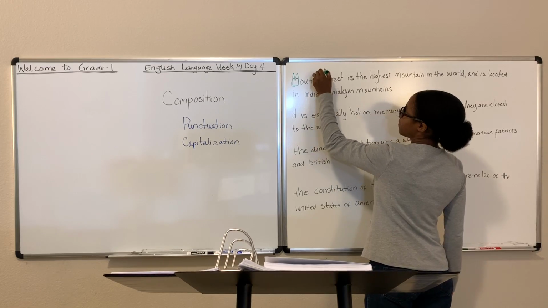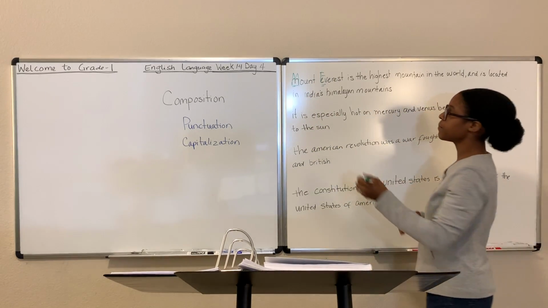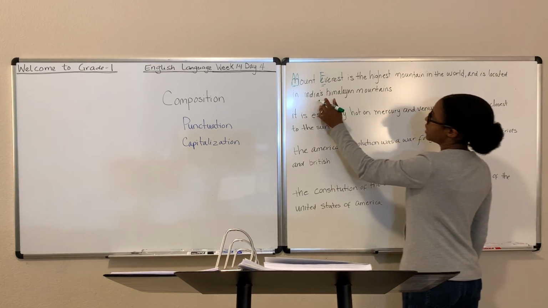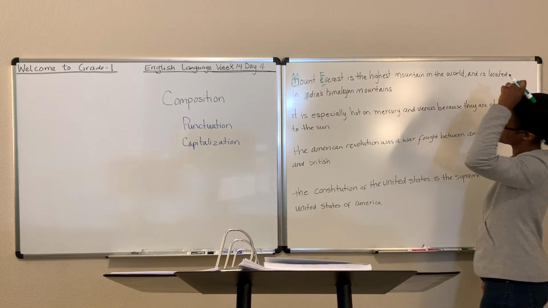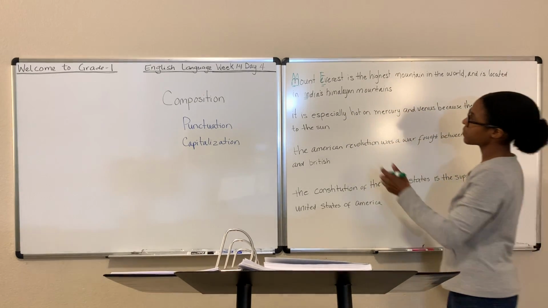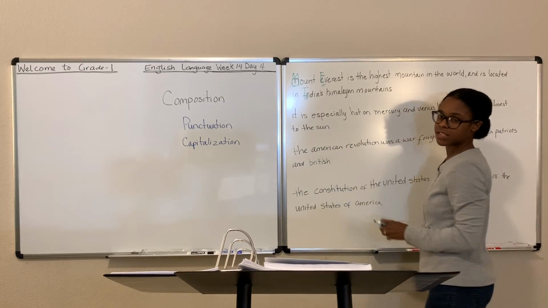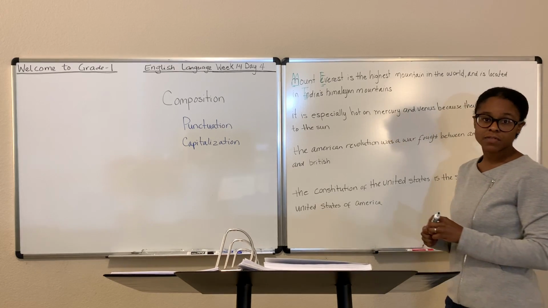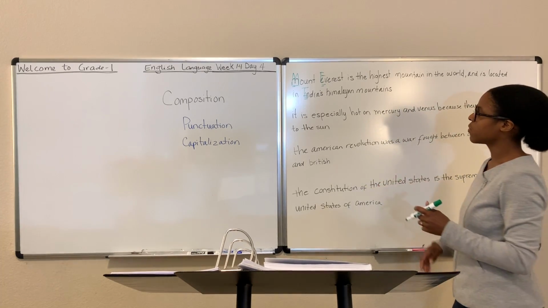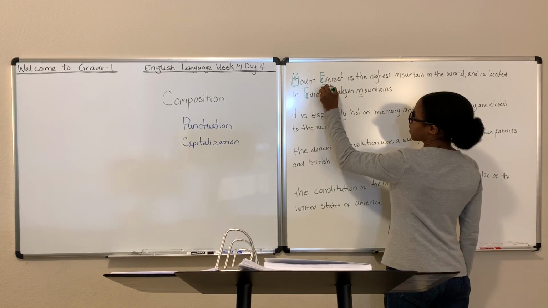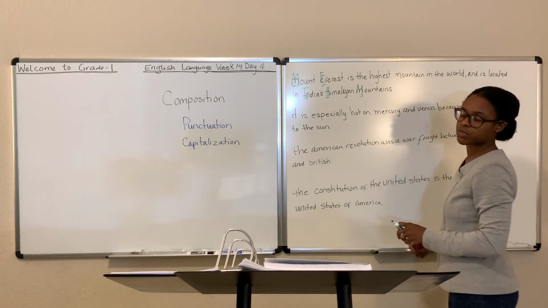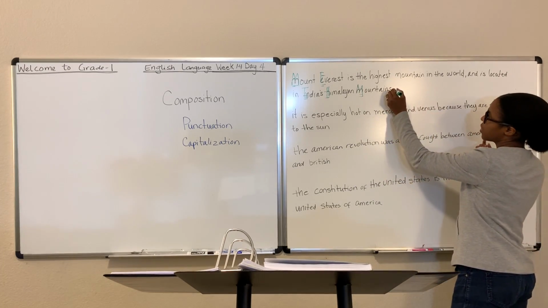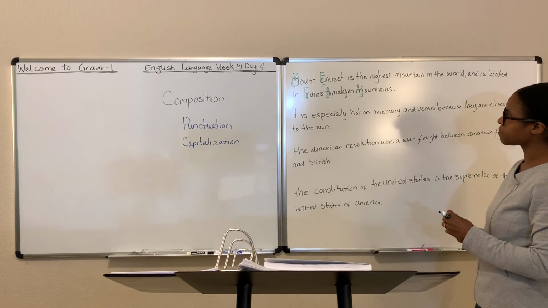Capital M, capital E, it's an official place with a specific name. Mount Everest is the highest mountain in the world and is located in India's Himalayan mountains. What about India's? Is that meant to be uppercase? Yeah. India is the name of a nation. Himalayan mountains, isn't that the name of a mountain range? So we want to capitalize Himalayan mountains. This is an official set of mountains you can find between India and China. And let's end with the punctuation mark, namely the period, and that is complete.